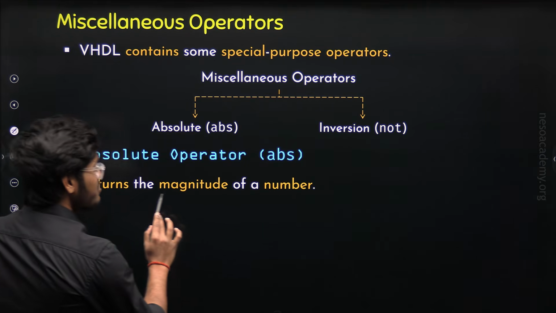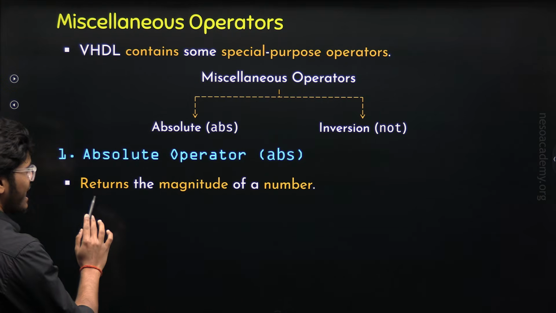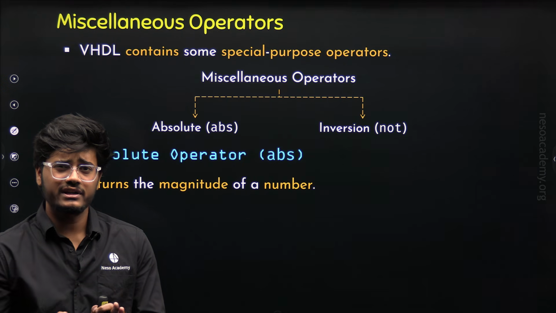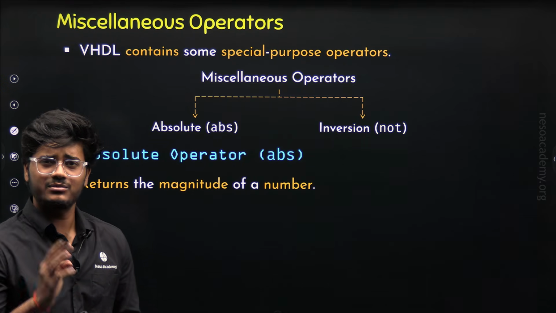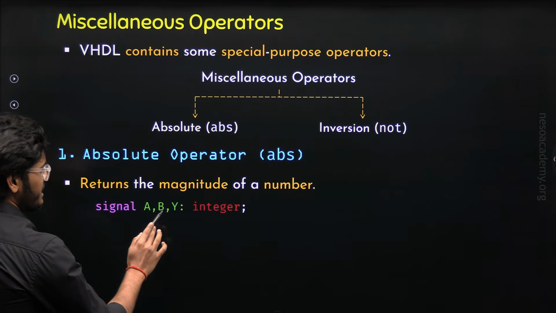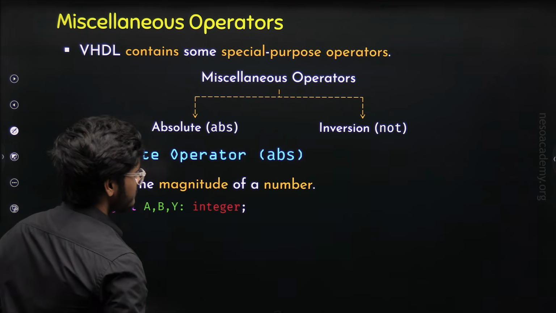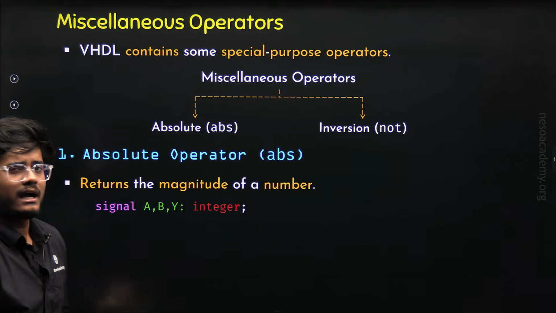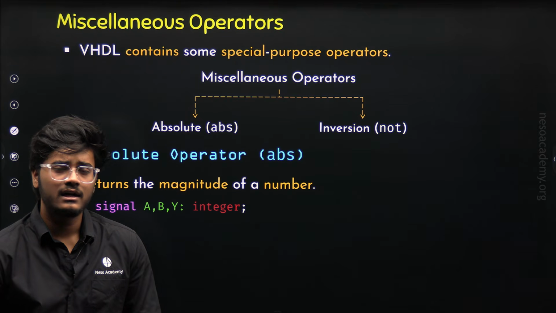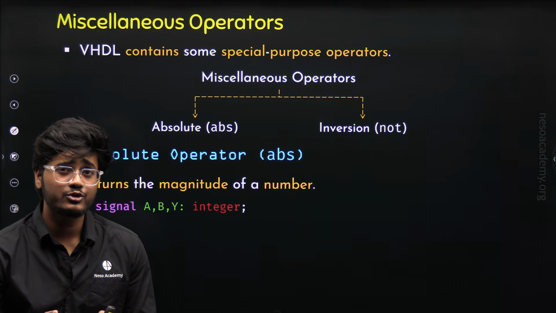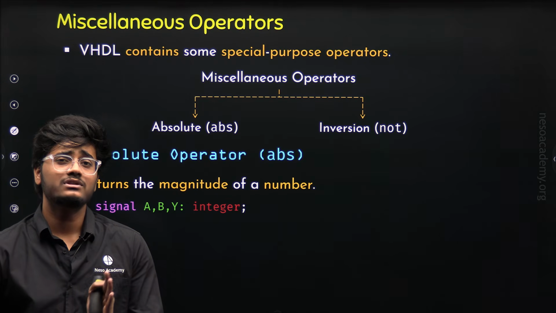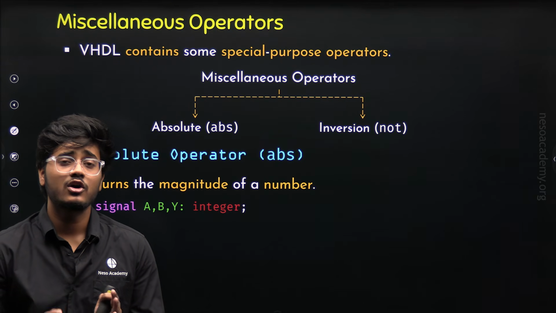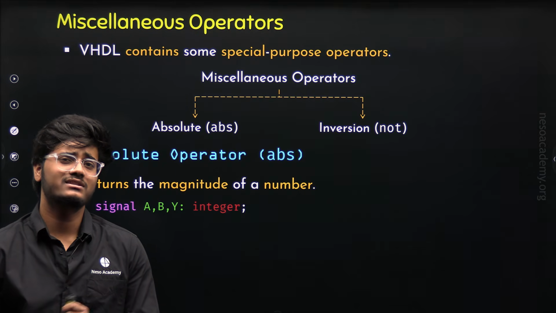Absolute operator returns the magnitude of a number, meaning absolute operator returns the non-negative value of a number. Let's make it more clear using an example. For that, I am declaring three signals A, B, Y as integer data type. Now, if I want to calculate the difference between signal A and signal B and store the result inside the signal Y, and I want to store only the magnitude of the difference, then I can use the absolute operator. So, absolute operator is used to calculate the difference of two signals, regardless of which is larger.